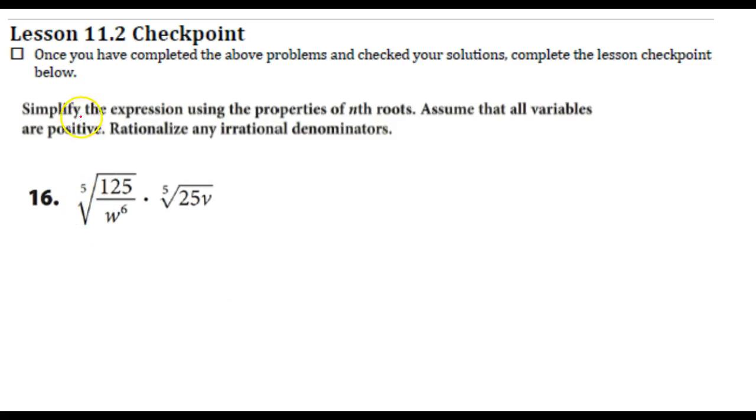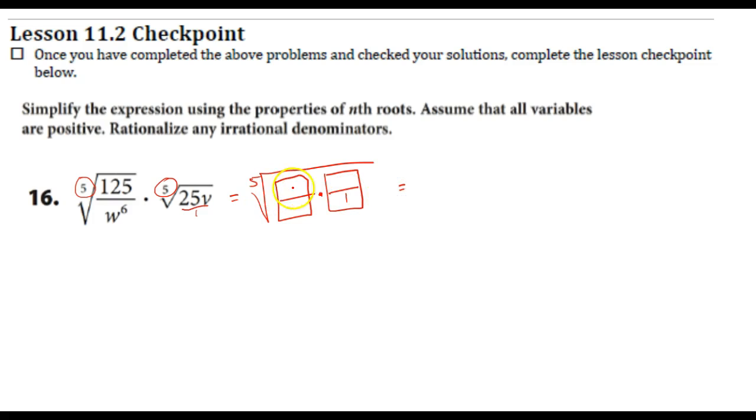For number 16, which is the last one of our checkpoint, notice that here we have a 5th root and a 5th root, which is kind of nice. So we can actually write this under one big radical 5th root, our first fraction, which is right here, times our second fraction, and simplify that out.